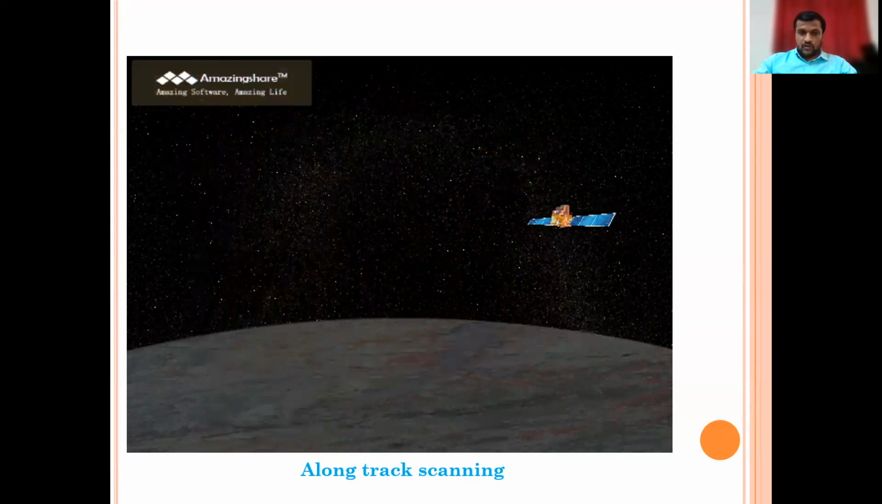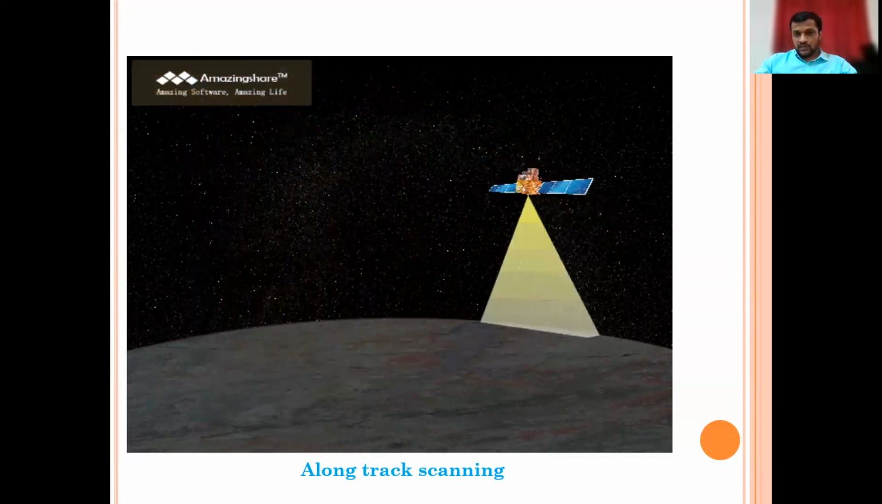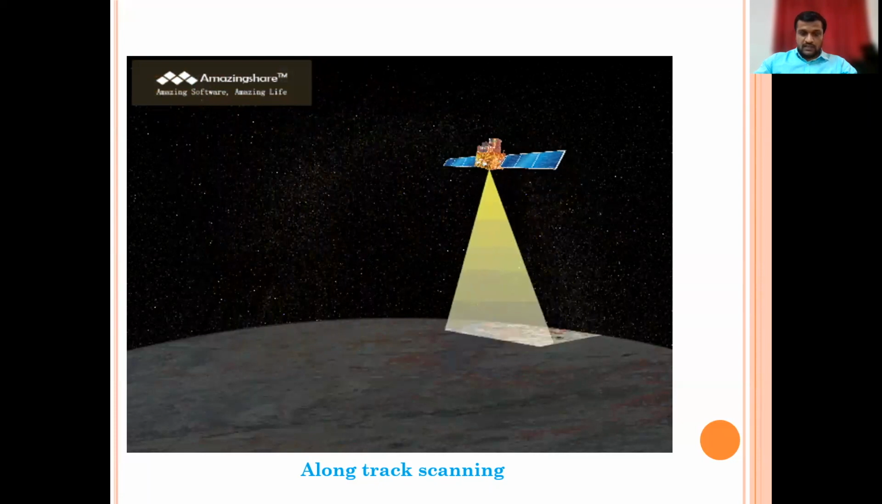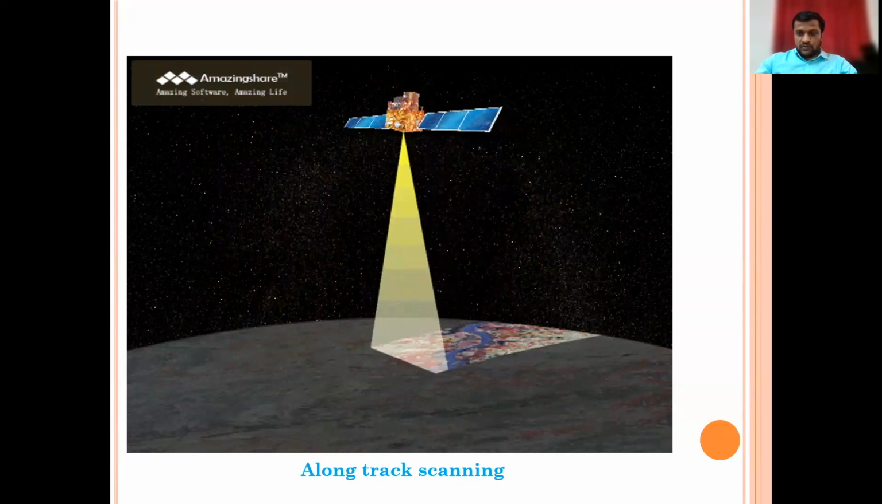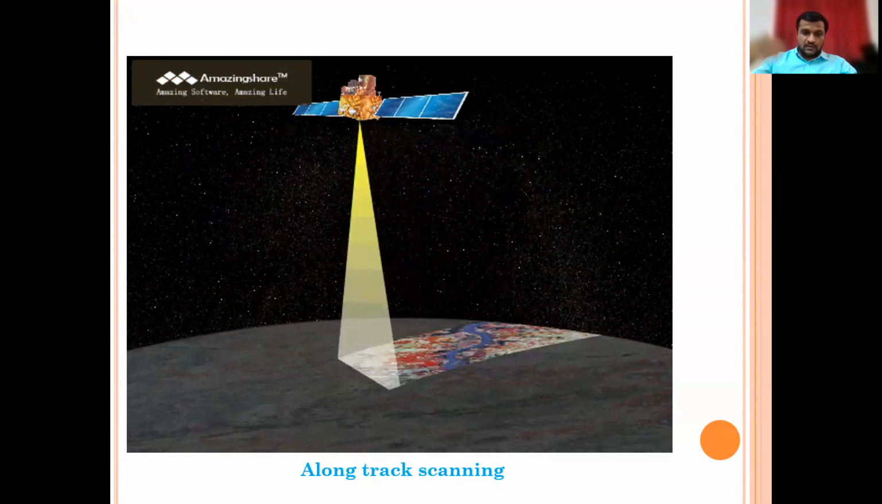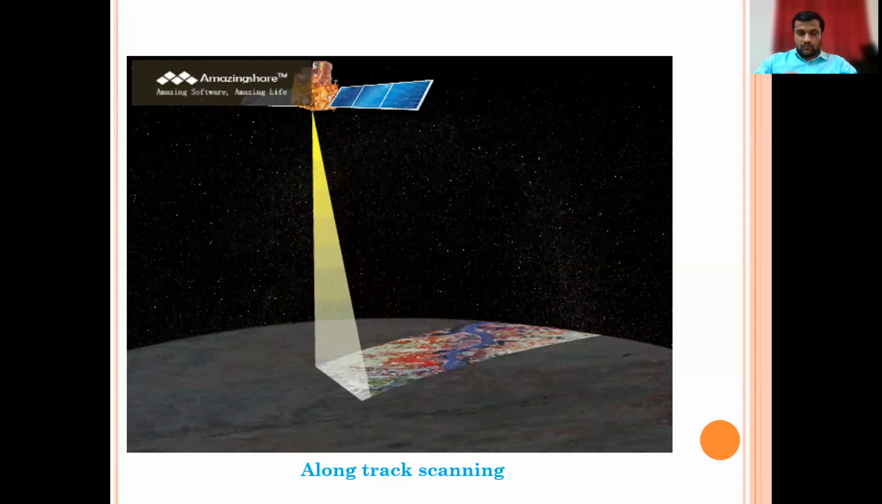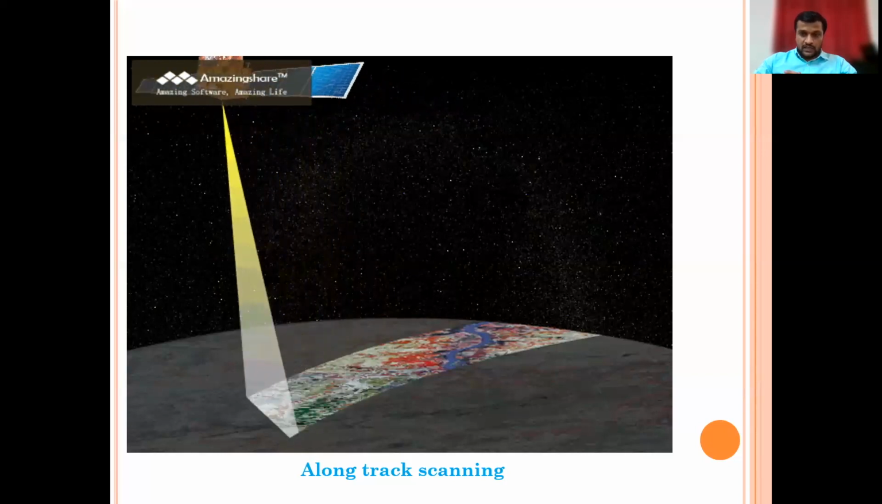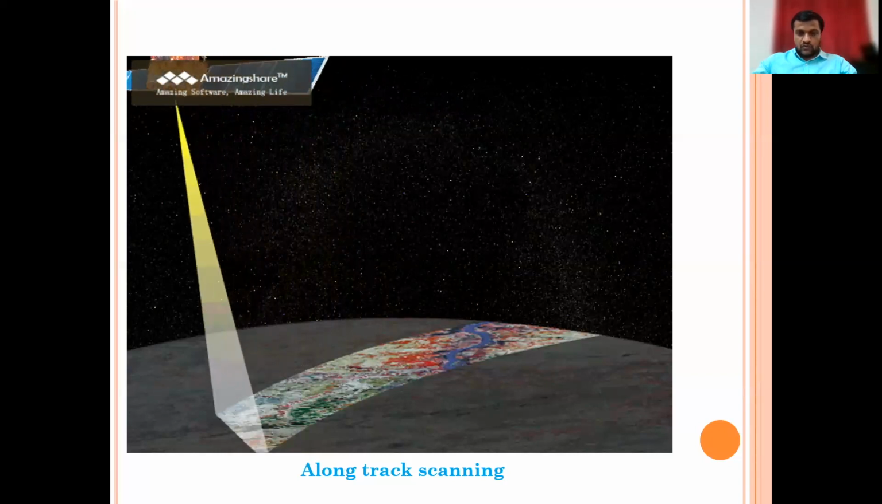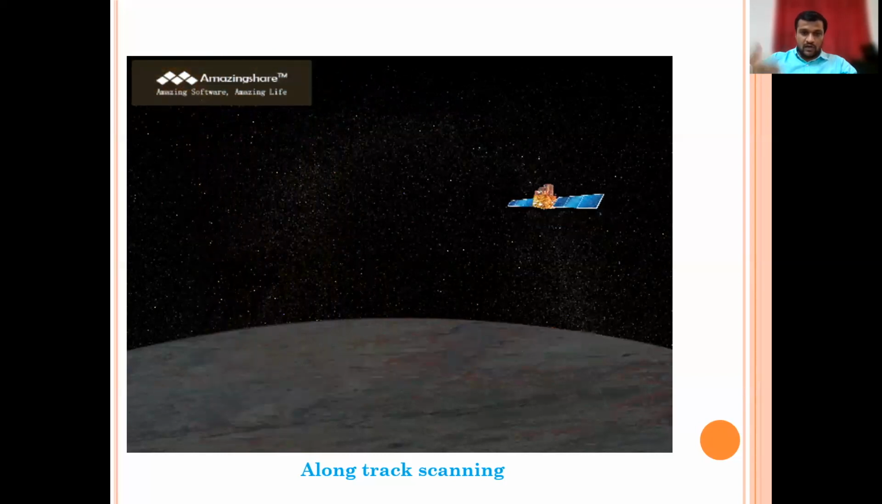So there are two types of scanning mechanism in remote sensing. The first one is across track scanning. The second one is along track scanning. And both are used for remote sensing. Initially, with the development of remote sensing, most of the satellites were in the across track scanning mode. But recently, most of the satellites are working in along track scanning mode.